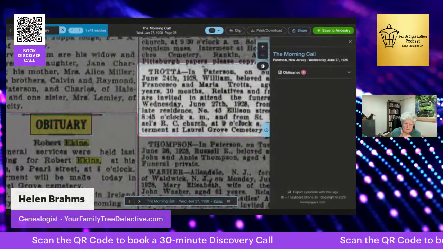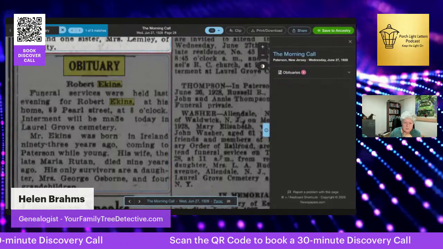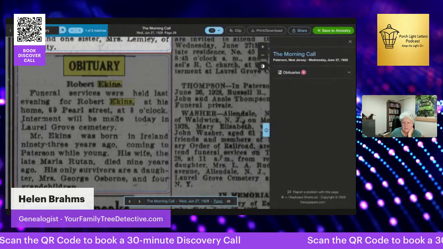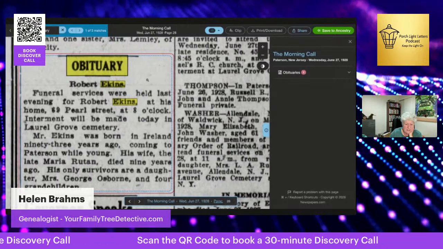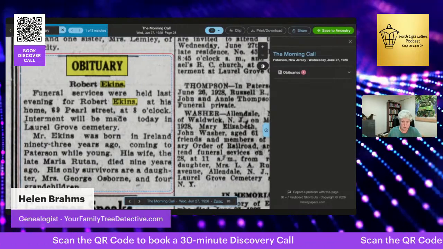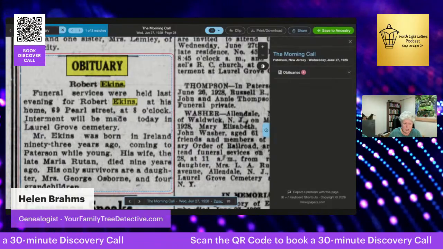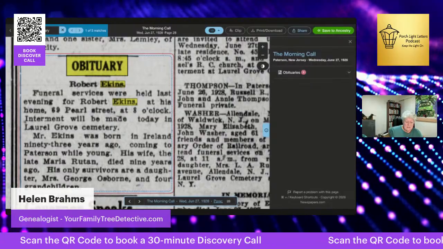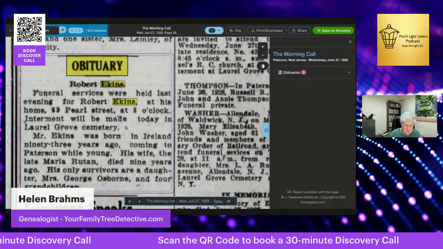Let's blow him up. Funeral service, and this is in the Morning Call newspaper on the 27th of June, 1928, on Wednesday. Funeral services were held last evening, so this was on the 26th of June, for Robert Eakins at his home, 69 Pearl Street at 8 o'clock. Interment will be made today in Laurel Grove Cemetery. Mr. Eakins was born in Ireland 93 years ago, coming to Paterson while young.